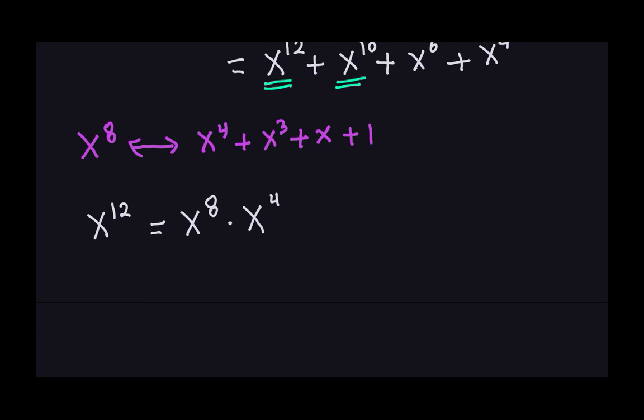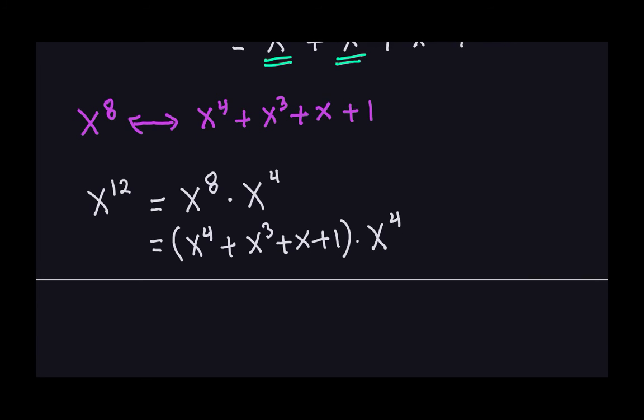Now, the way you're going to reduce that is instead of looking at x to the 8th like a power, we're going to identify x to the 8 with this whole polynomial that is here, x to the 4 plus x cubed plus x plus 1. So I'm going to replace it over there. So let's say x to the 4 plus x cubed plus x plus 1, and I'm going to multiply by x to the 4th.